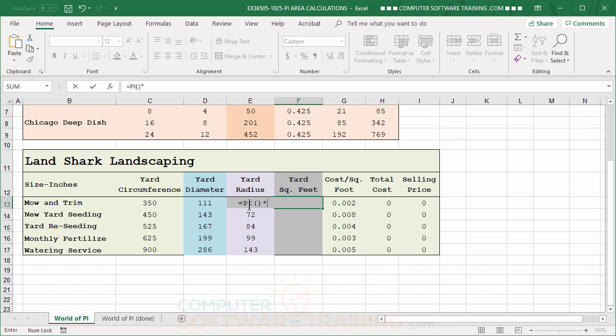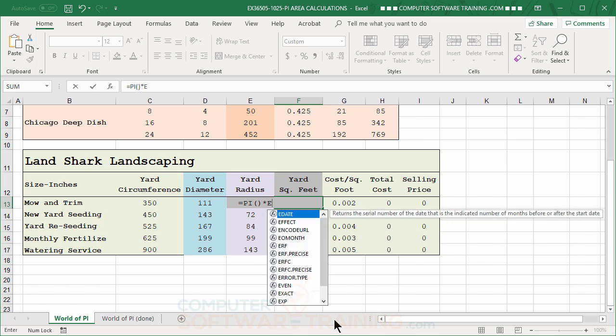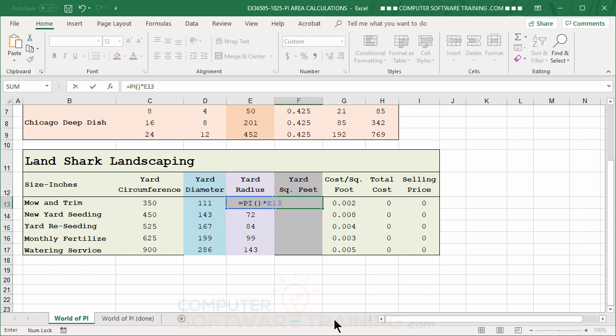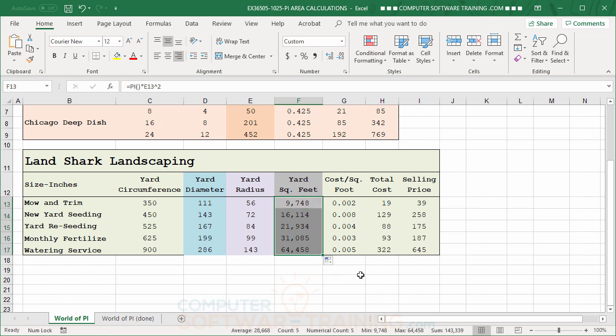Which I can't really get to here, I don't think so, no. So I'll just type in E13, right? And then that's going to be E13, put a little hat in there, and the number 2 to make it squared. So it's pi times the radius squared. Enter that in. There we go. Amazing. Copy that all the way down.